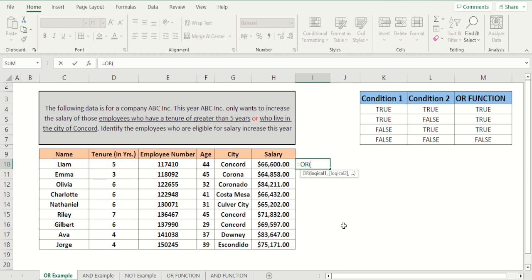So where do we have the tenure? We have the tenure in column D. We want the tenure to be greater than 5 years. Now let's take a look at the second condition. The second condition is those employees who live in the city of Concord. So let's say this needs to equal Concord.